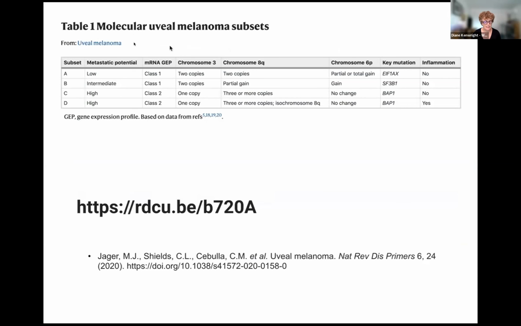You all know that melanomas are divided into class 1 and class 2 based on the presence or absence of chromosome 3. If it has a normal chromosome 3, then depending on whether chromosome 6 or 8 is present, it goes into intermediate. But loss of chromosome 3 is always high.